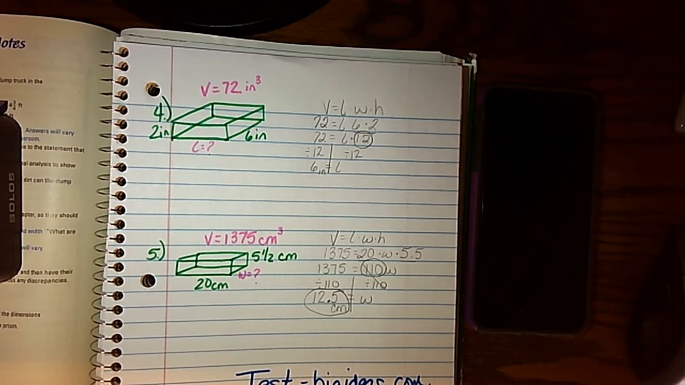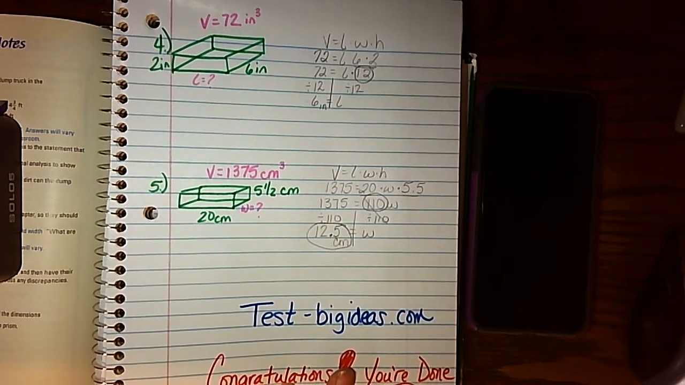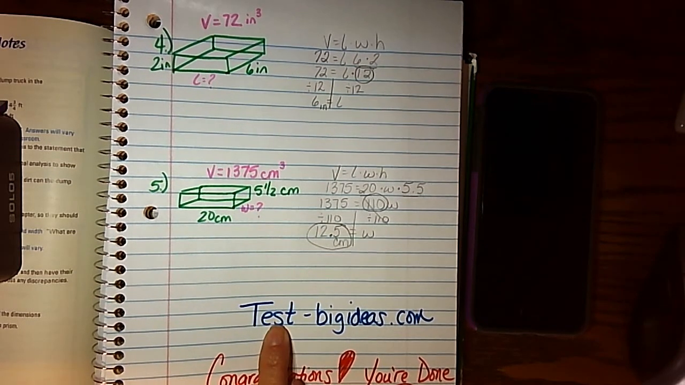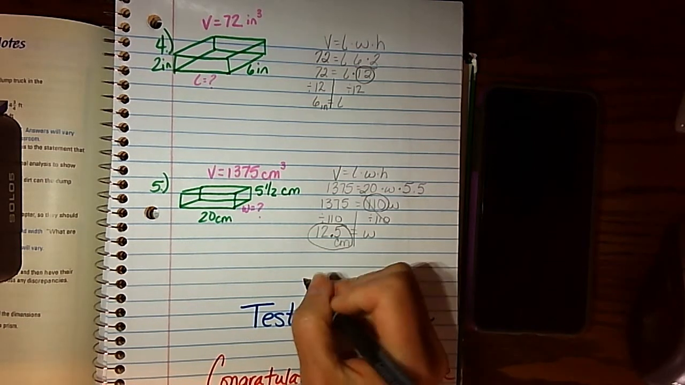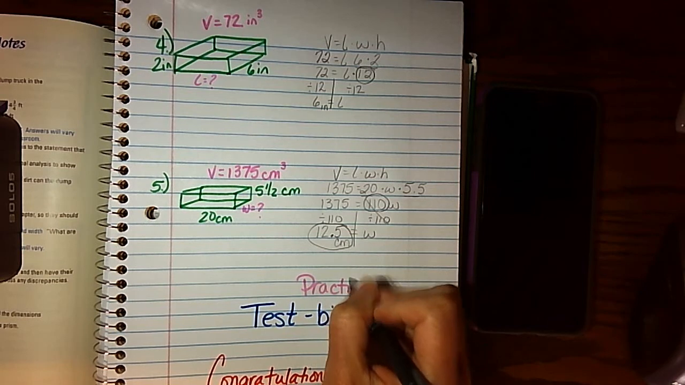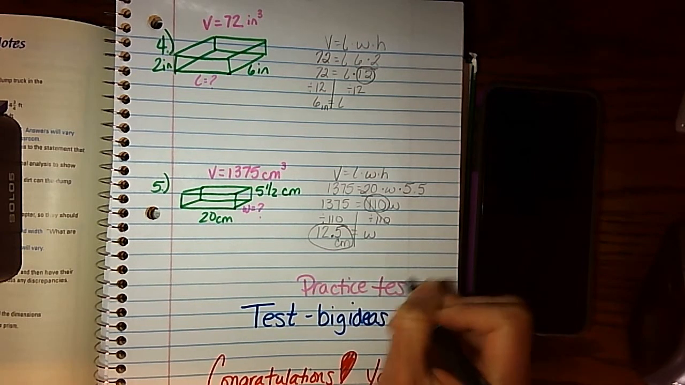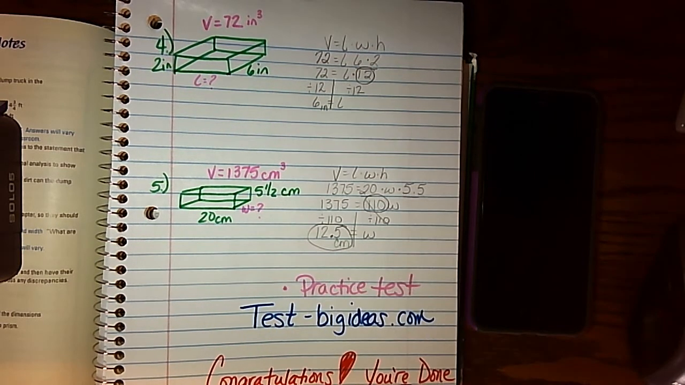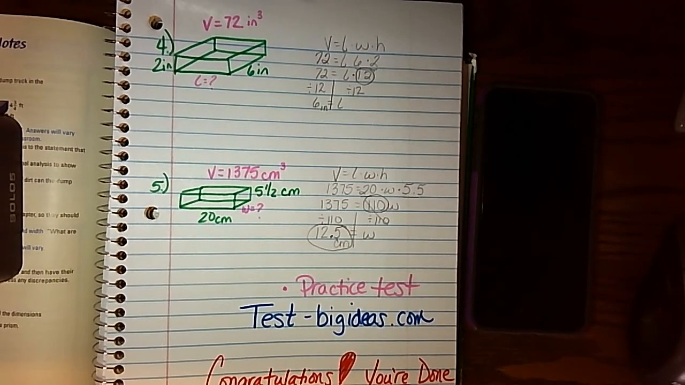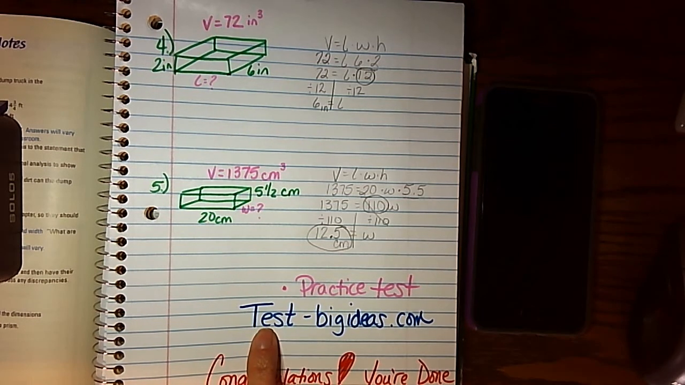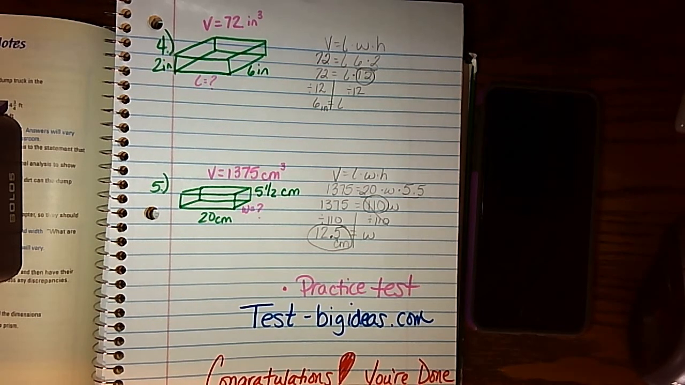Again, that was your very last lesson. So now you can go on to Big Ideas. I have a practice test first, so go ahead and do the practice test first. That's online as well. That way you can check your answers. You can kind of see if you're getting this concept. And then once you got it, you can go on and take the test at bigideas.com.